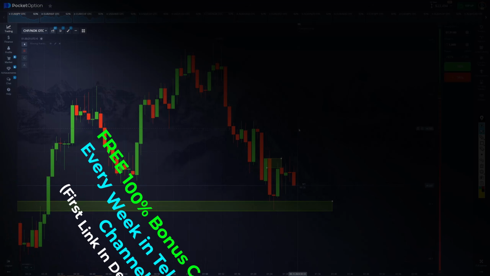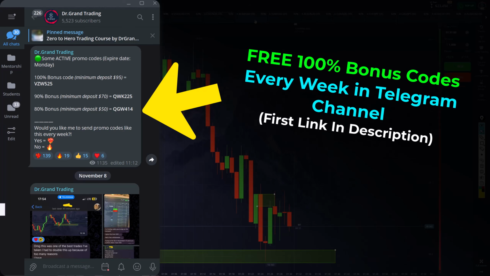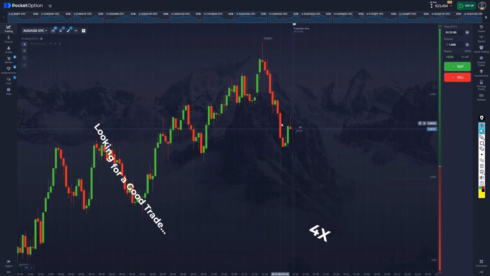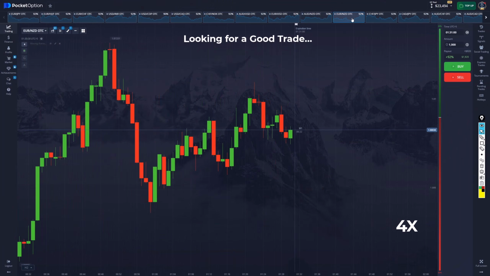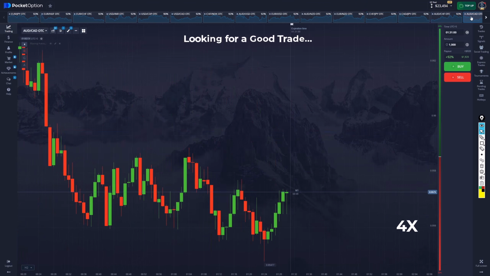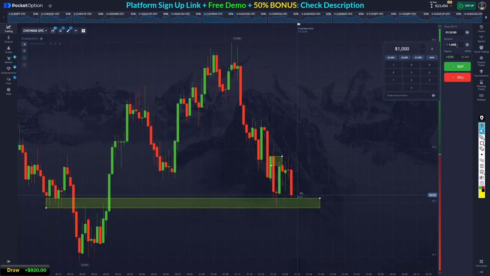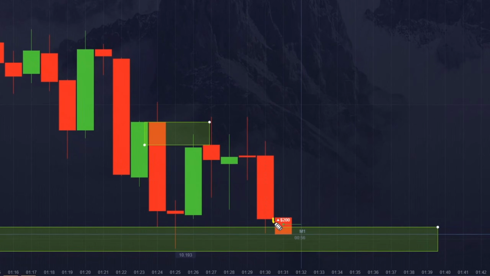Okay, let's just check the other pairs. Alright, so this is about to break. I will take this very small because we started with this gap up.